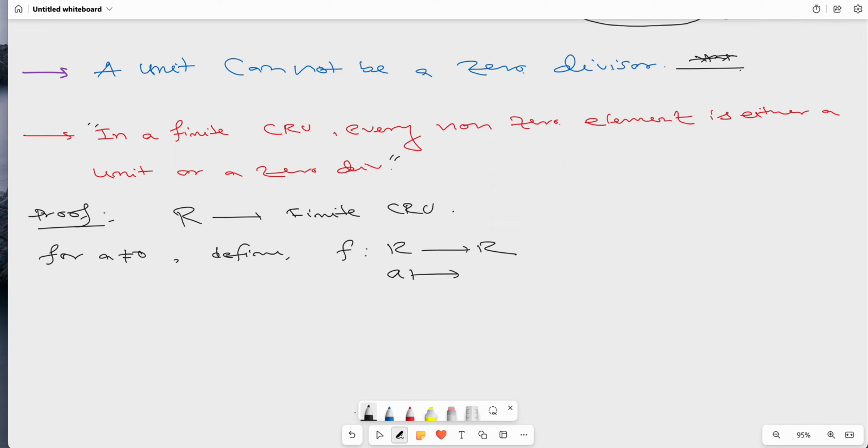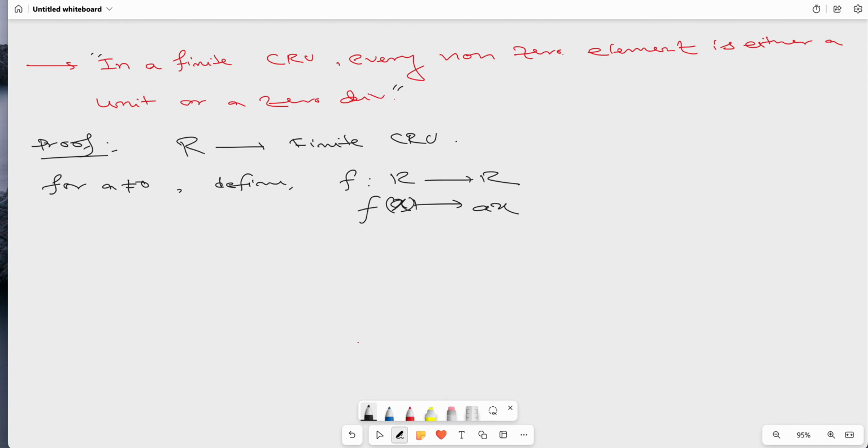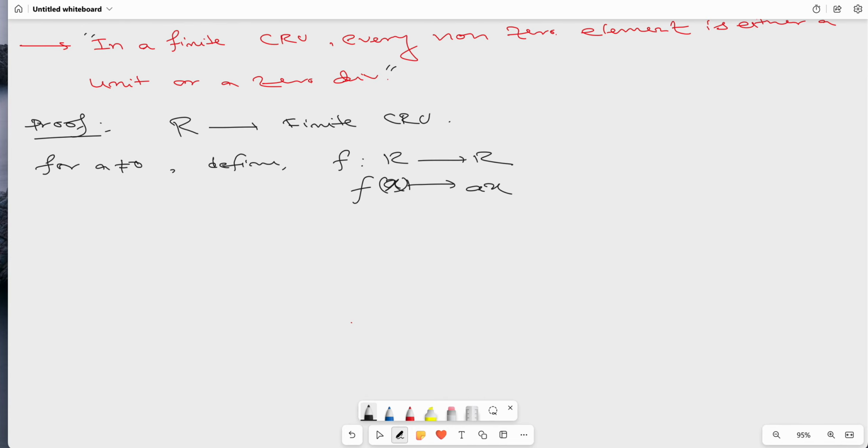x goes to ax. That means actually f of x. This is x, right? f of x goes to ax, right? So what are the choices for f? So f can be 1-1, or f cannot be 1-1. There are two choices. Suppose f is 1-1, so there is a possibility.